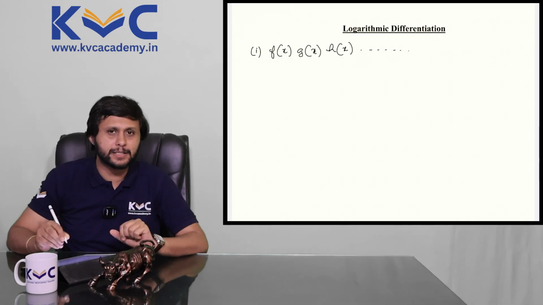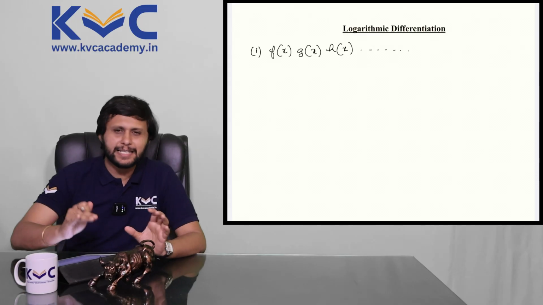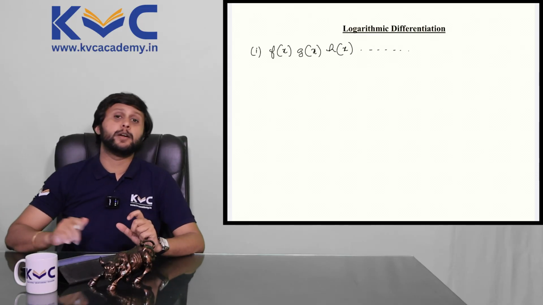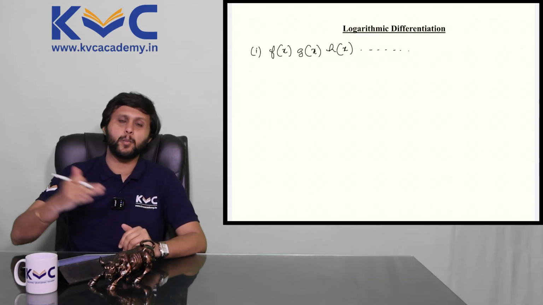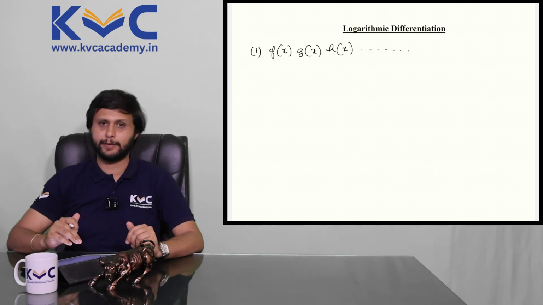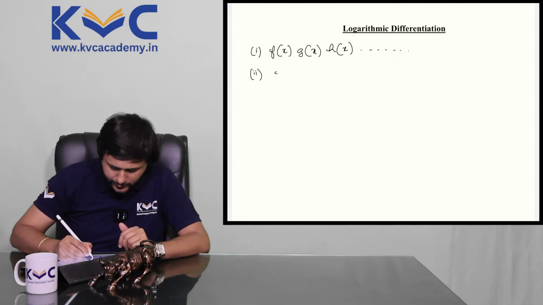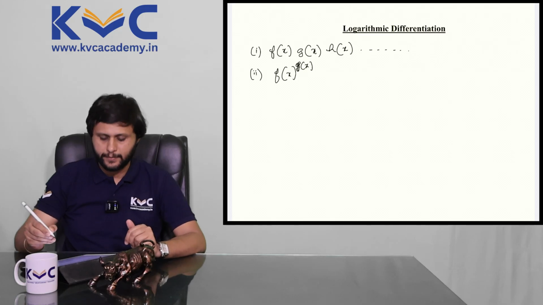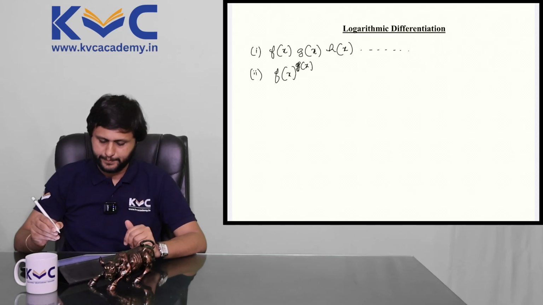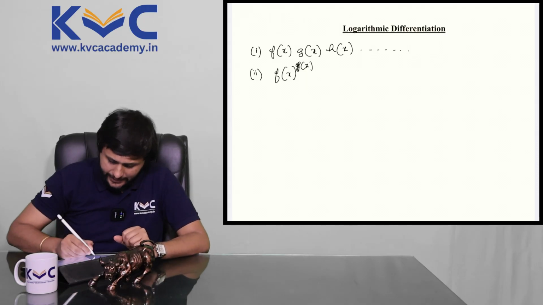If you have two functions, we know how to differentiate. We can use the product rule: differentiation of the first function into the second as it is, plus differentiation of the second function into the first as it is. This we know; we have solved so many questions on this. But what if you have more than two functions? Then we use logarithmic differentiation. How to solve, we'll see a little later. Second case, we have a function raised to the power of a function, f of x raised to the power g of x.